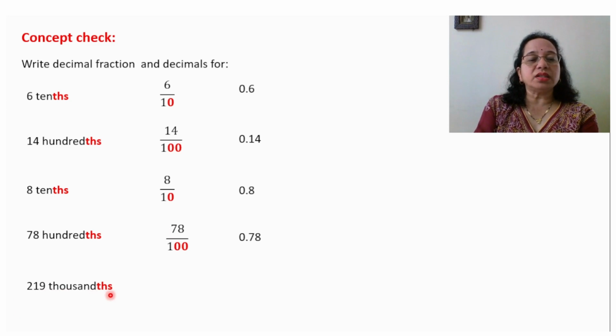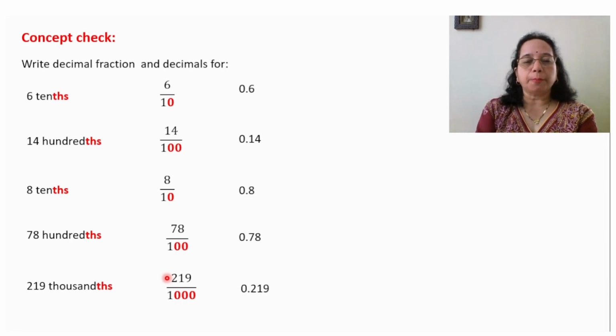219 thousandths, th, so again 1000 will come in the denominator, so 219 upon 1000, and since three zeros are there, leave these three numbers and here will come the decimal, so 0.219.